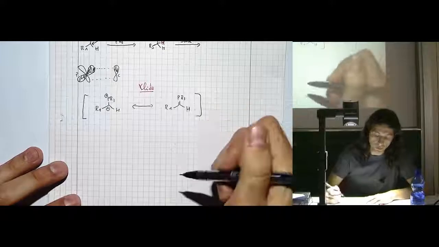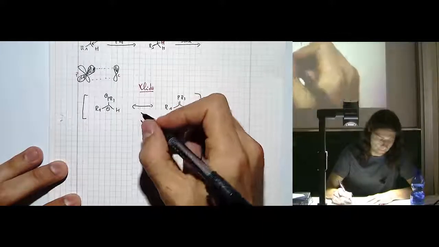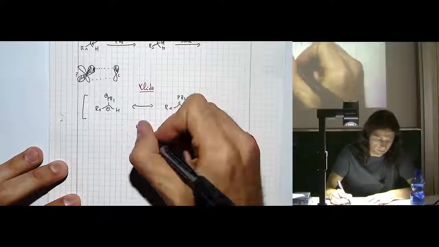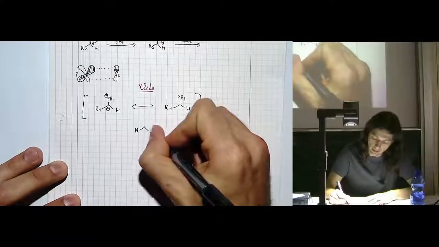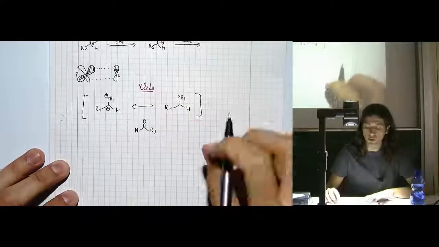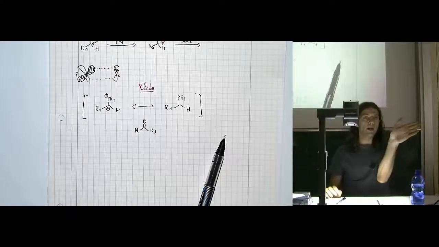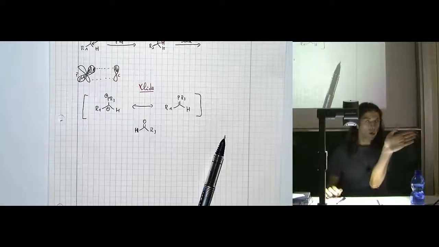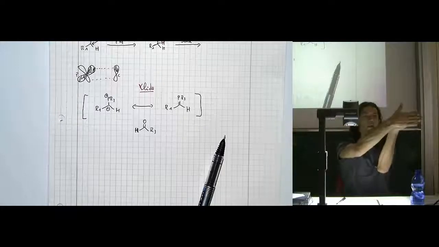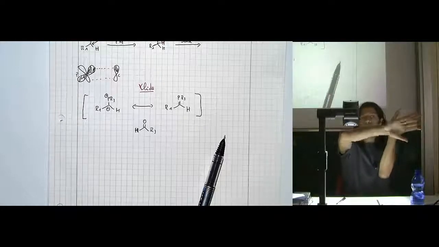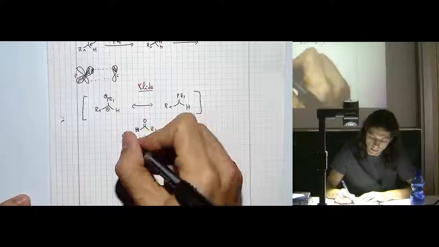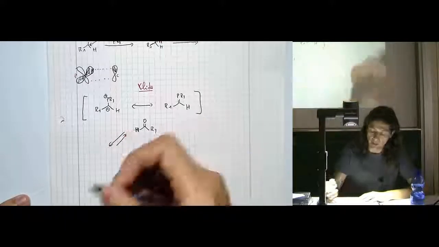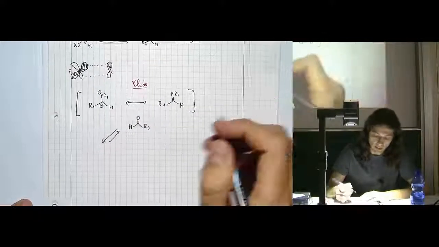Now this ylide can react with the carbonyl group in two different ways. If we draw here the structure of the carbonyl group, it can react in two different ways. If this is the plane of the ylide, the carbonyl can react either like this or from the other side. So it's like one side of the plane or the other side of the plane. I will explain the stereochemistry in the next slide, but I first want to draw the whole mechanism.